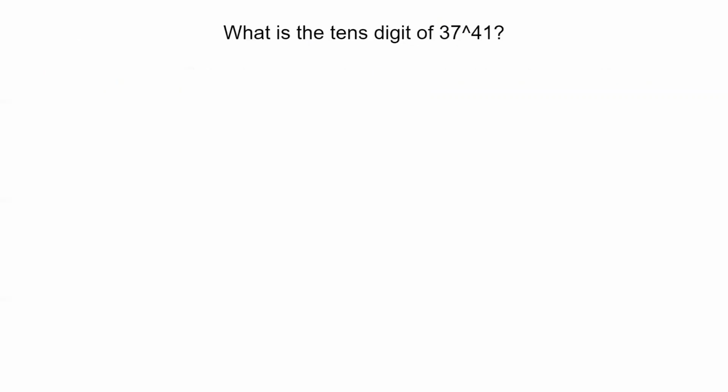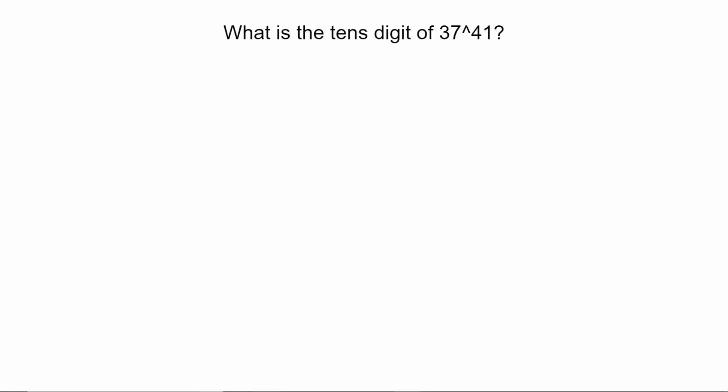We might not have time, but let's try this problem. What's the tens digit of 37 to the 41st power? So you guys have less than a minute to do this question. It is a pretty easy question once you really understand how to use the theorem.